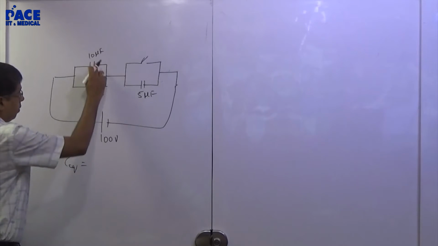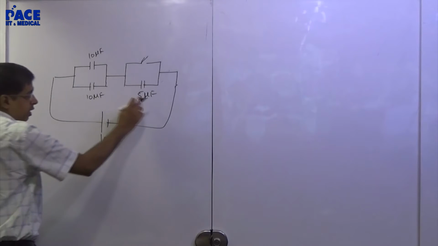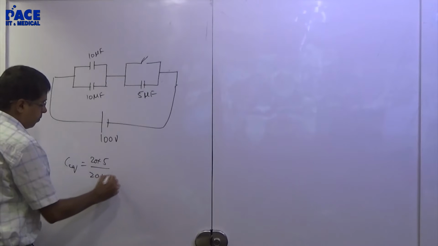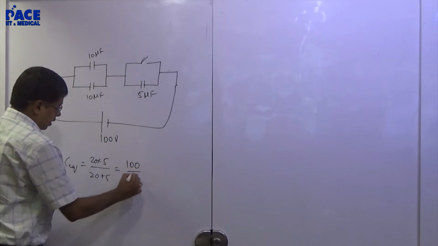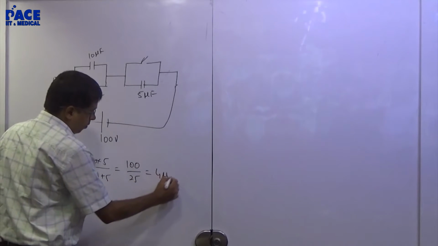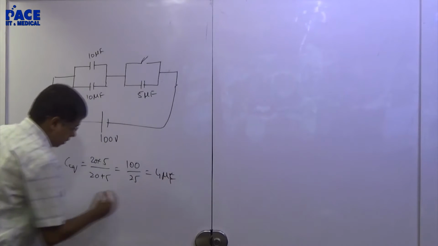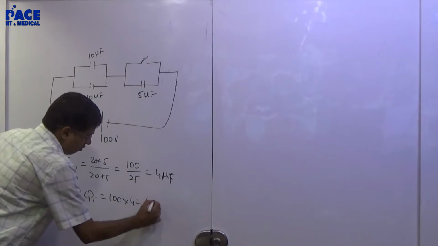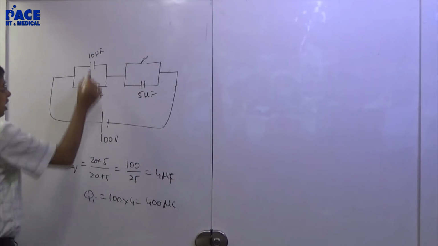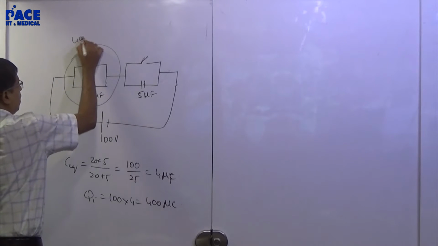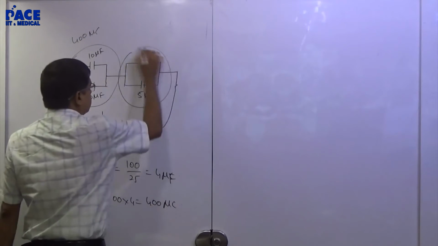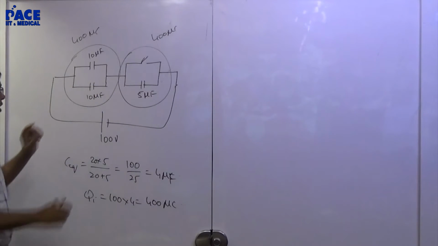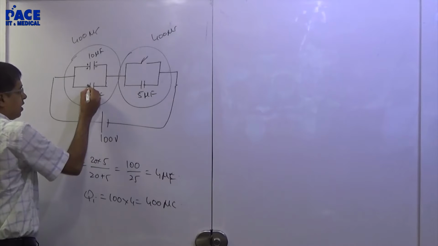C equivalent will be 10 and 10, which is 20. 20 into 5 by 20 plus 5, 100 by 25, 4 microfarads. So Q initial will be 100 into 4, 400 microcoulombs of charge. Both these put together will have 400 microcoulombs. I am not further splitting it into these two as I am not interested in it.